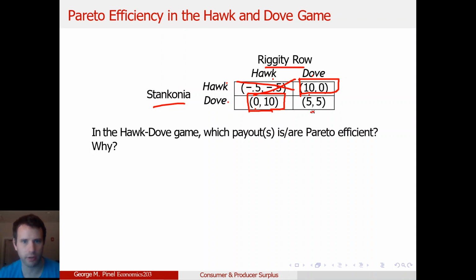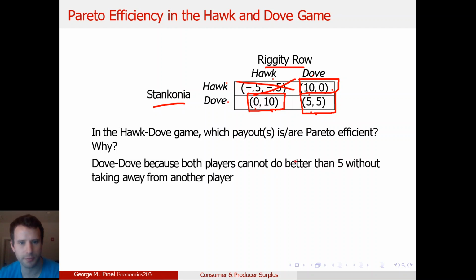Okay. What about here? Dove Dove over here. So if I move from Dove Dove to Hawk Dove, I make Stankonia worse off in order to benefit Riggedy Row. So I can't yet eliminate this. This looks pretty good so far. It meets the criteria. What about from here to here? So from here to here, I decrease Riggedy Row's payout in order to make Stankonia better off. So there are no allocations in which I can make Stankonia better unless I take away from Riggedy Row, and there's no allocation I can make Riggedy Row better unless I take from Stankonia. So all 3 of these allocations are Pareto efficient.